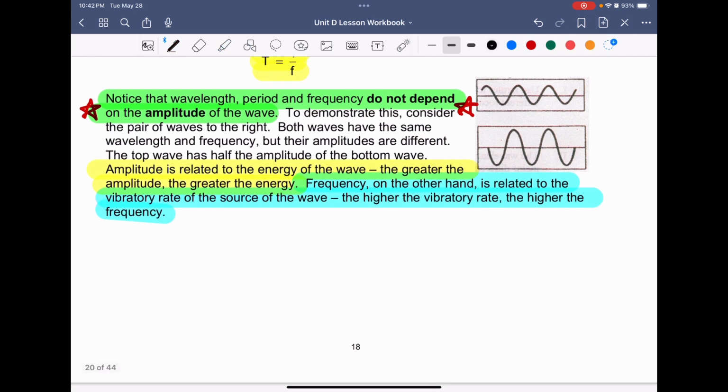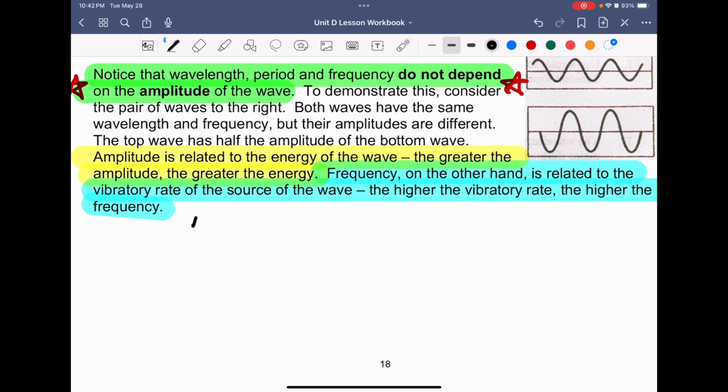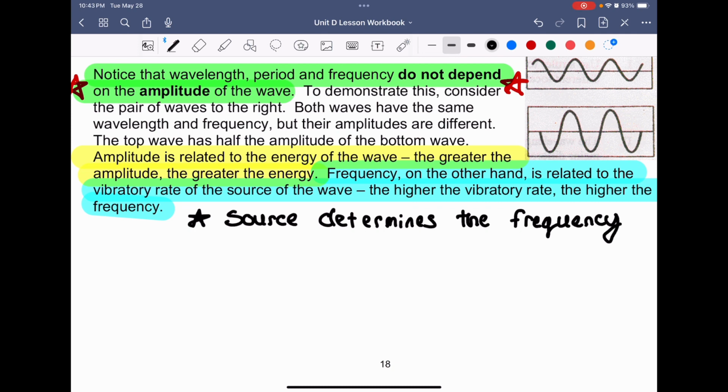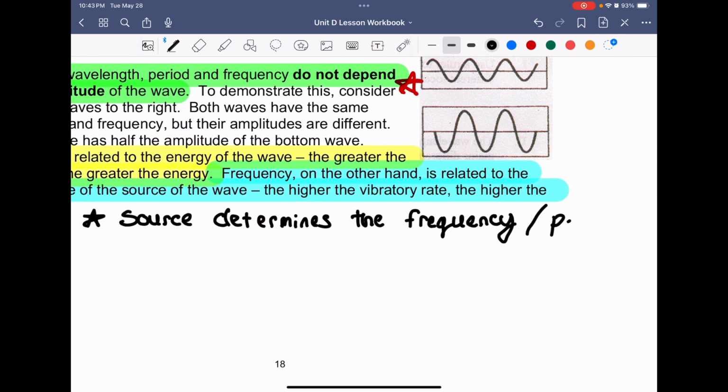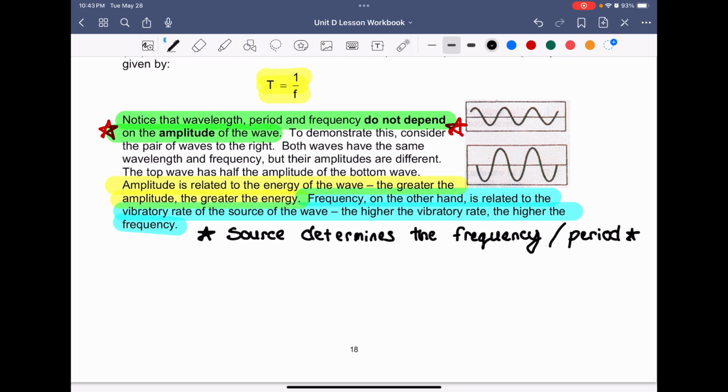This means that, and I would highly recommend you write this down below here and maybe even star it, the source determines the frequency slash period, because we know that these two things are directly related. So I would make sure you write them in both like this. So the source, and when we talk about the source, what is the source? It's the thing that creates the wave pulse or the wave train or the wave.